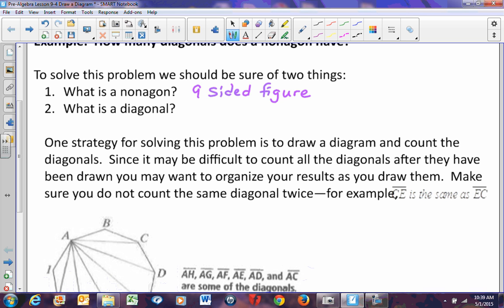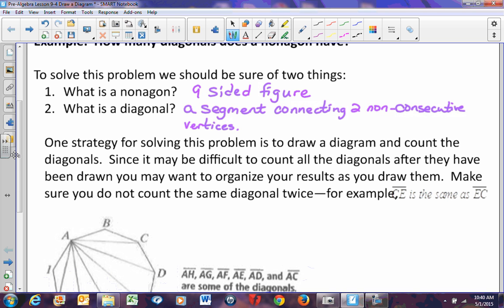And a diagonal is a segment connecting two non-consecutive vertices. There we go. One strategy for solving this problem would be to draw a diagram and count the diagonals.